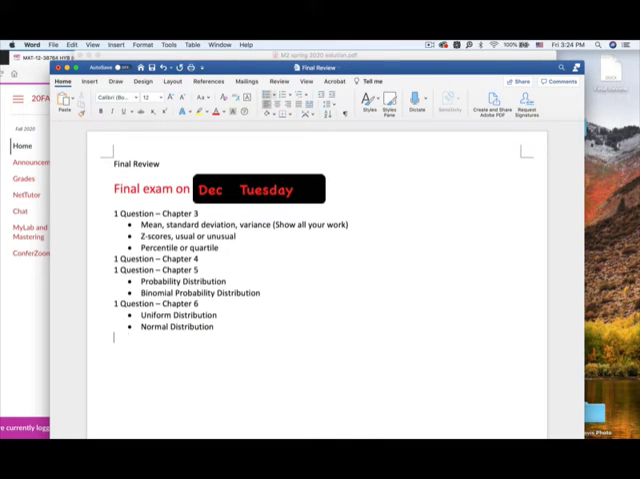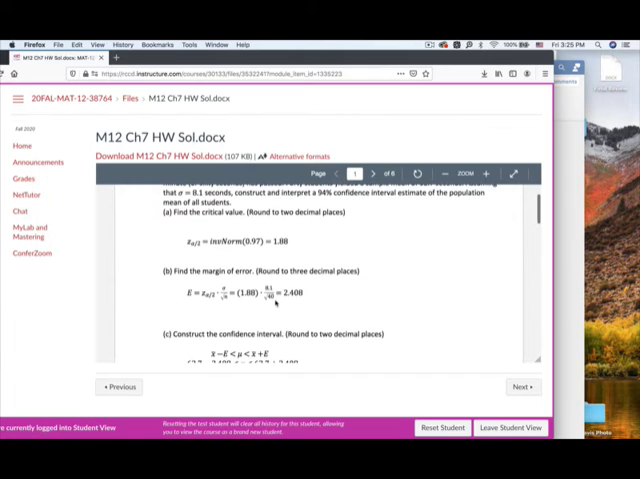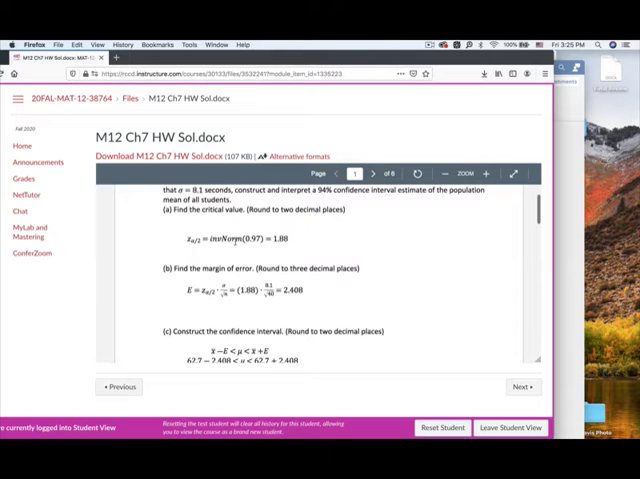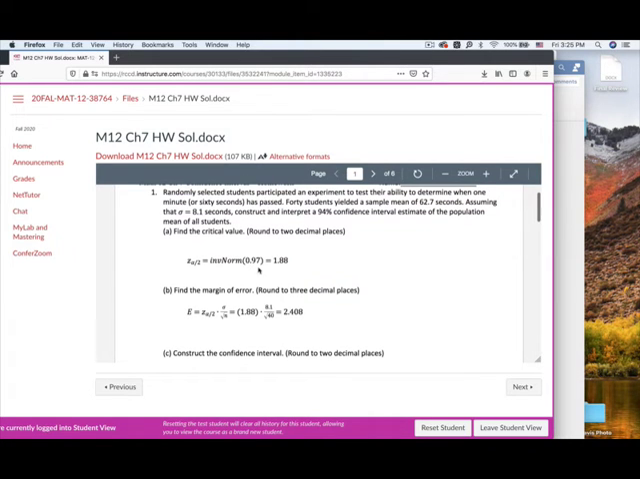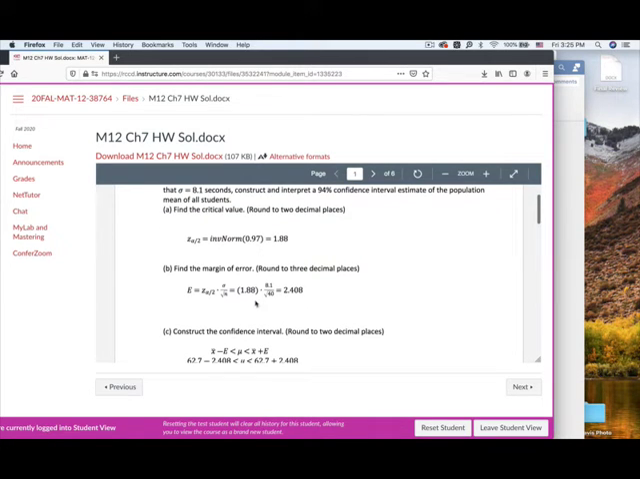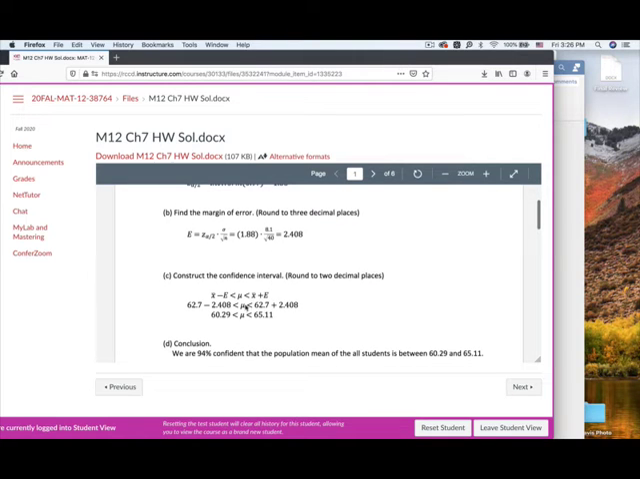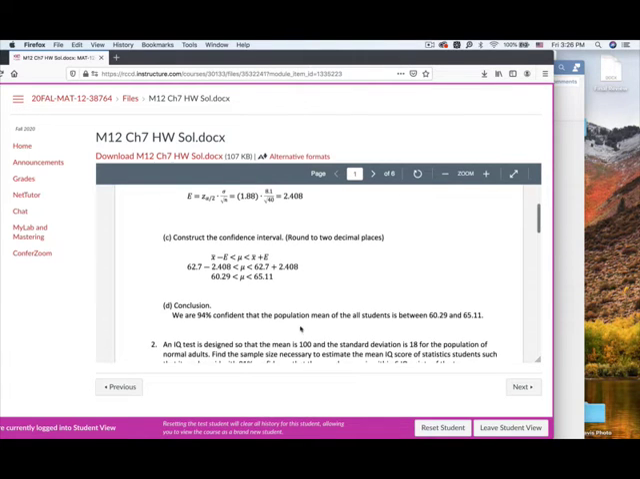And you will have one question from chapter 7. I may ask you to construct the confidence interval or determine the sample size. Okay, review my solutions here. How do I find my critical value? Show me all your work for the margin of error and construct the confidence interval, and also how to write your conclusion.